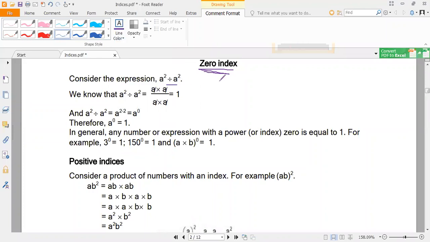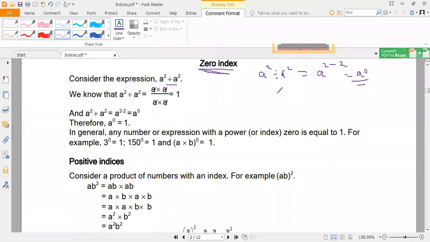Like for example, in this case, when working out a power 2 divided by a power 2, you end up having, according to the division law, a power 2 minus 2, and the answer is a to the power of 0. So according to the zero index, any number which is not 0 that has a power of 0 equals 1.